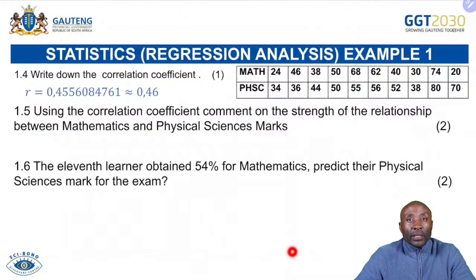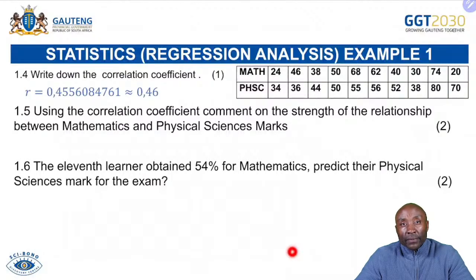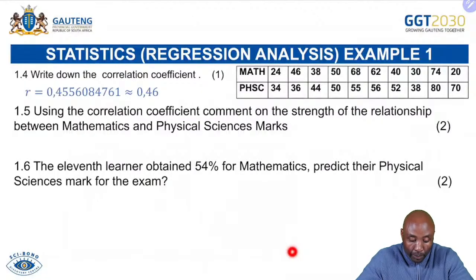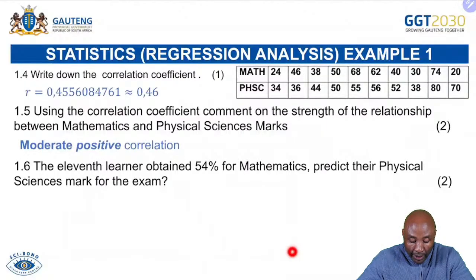how do you comment on the strength of the relationship between the two variables? Justify your answer. So you can use your R as justification, and then you are able to comment whether the strength is weak, strong, or moderate, linear, positive or negative, depending on the value of R that you get. So for this, our R is 0.46, and you are able to see in our scale where our R lies. So it's a moderate positive correlation.